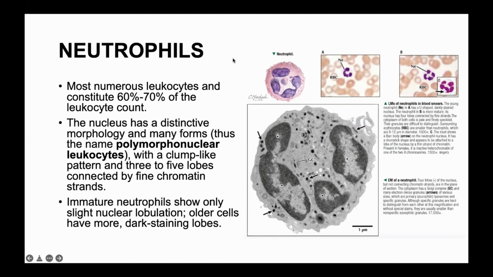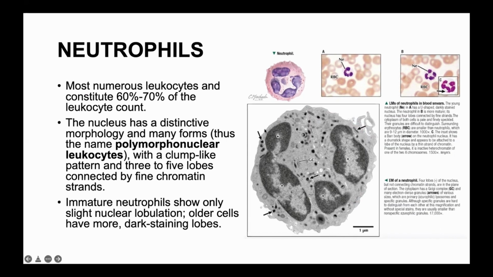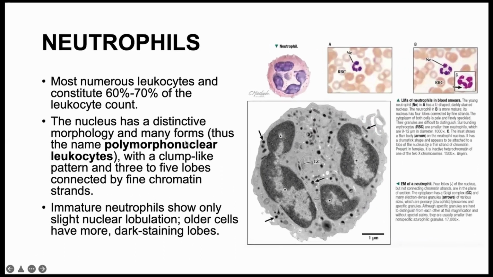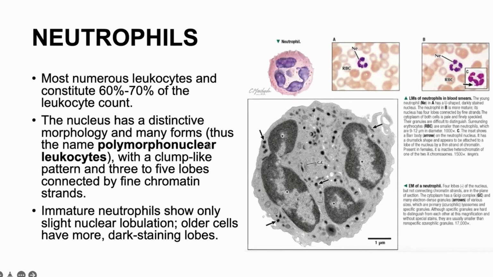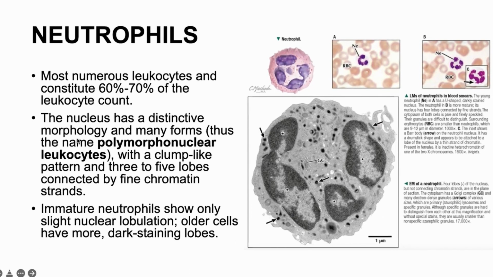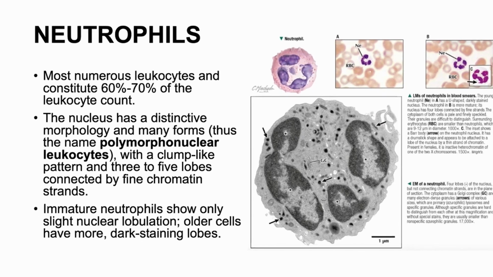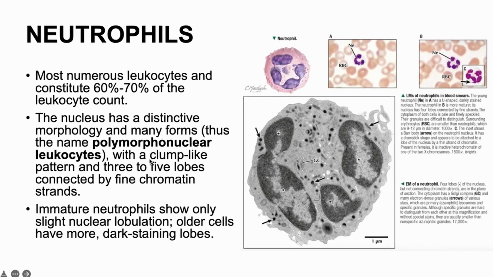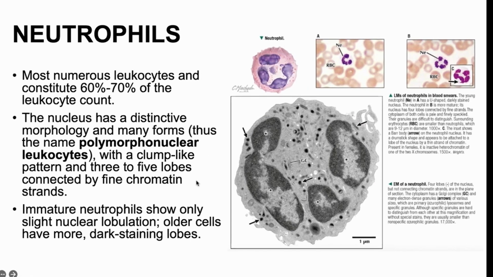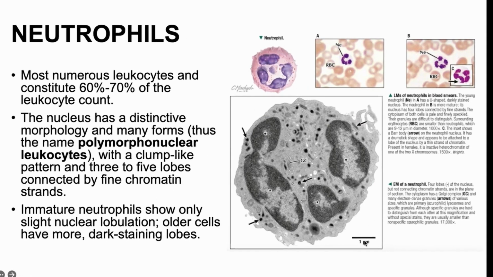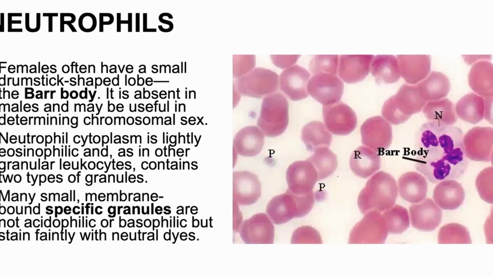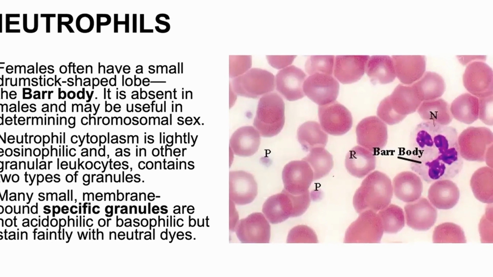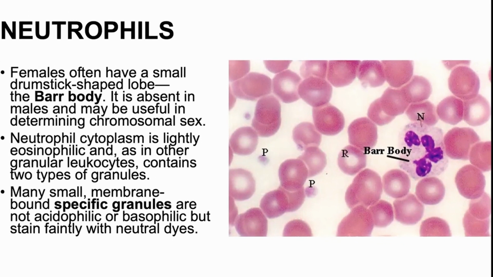So the neutrophils are the most numerous white blood cell in the peripheral circulation. And we already mentioned the polymorphonuclear neutrophil, where the nucleus has a distinctive morphology, and that's why they give it the name polymorphonuclear neutrophil. The nucleus can look like clumps, and you can have 3 to 5 lobes, and this is basically just showing that. Females often have a small drumstick-shaped lobe. They call it the Barr body. It is absent in males and may be useful in determining chromosomal sex.